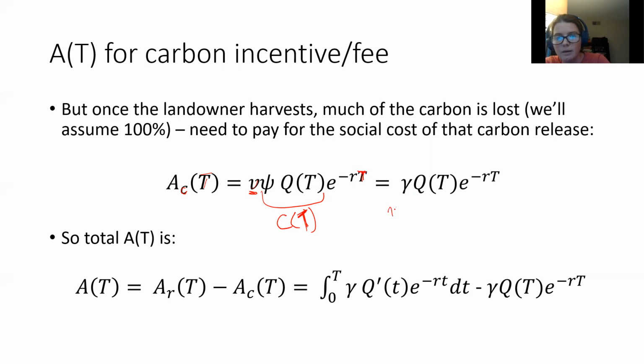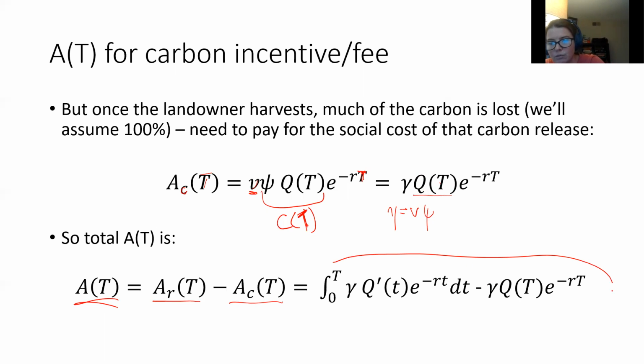And so again, our gamma is just v times psi. Okay, so this one's pretty simple. We don't have to integrate anything because we know what amount of carbon we have by time capital T. We just pay it back all at once. So our total A cap T is the revenue minus the costs of the amenities. And then I just rewrote everything here.